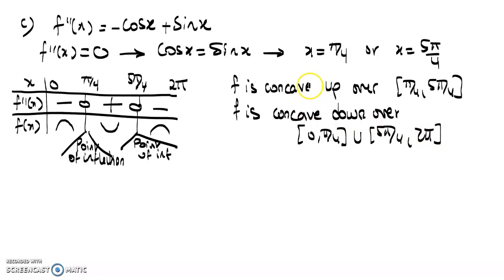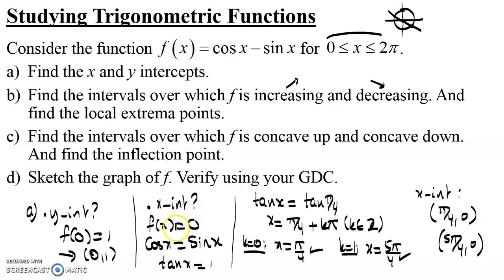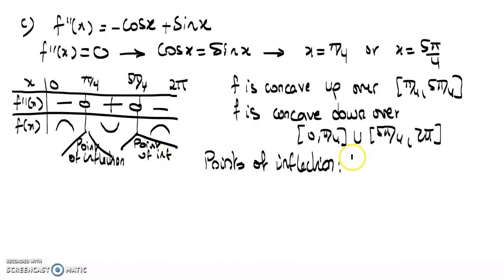Okay, and now finally, the function does have 2 points of inflection. By the way, these are the roots of the function according to part A. This is where the function admits x-intercepts, so we already know the y value for these values of x is 0. So that's (pi over 4, 0) and (5 pi over 4, 0).